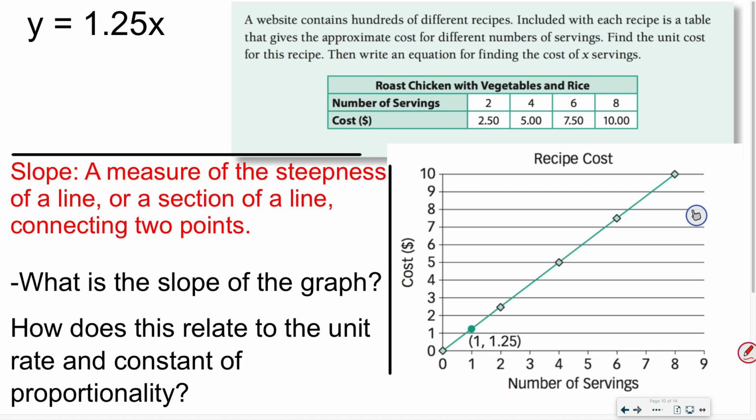There you go. So the slope, we talked a little bit about the slope yesterday. The proper definition that we can use for the slope, and Jeremiah mentioned it when he was talking about a ski slope, and some of you talked about the slope of hills. The slope is the measure of the steepness of a line, or a section of a line, and it tells us how fast our line is going up or down.